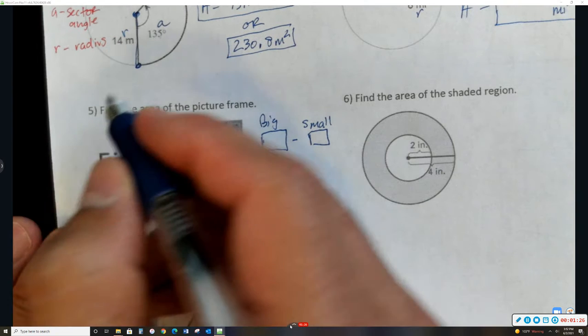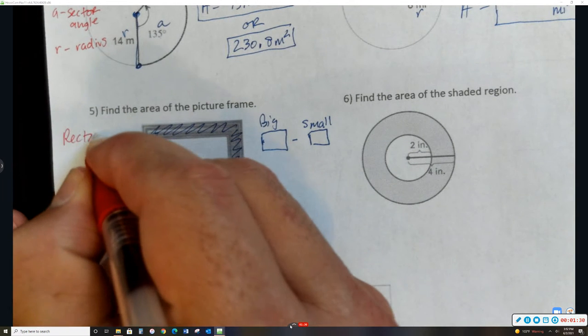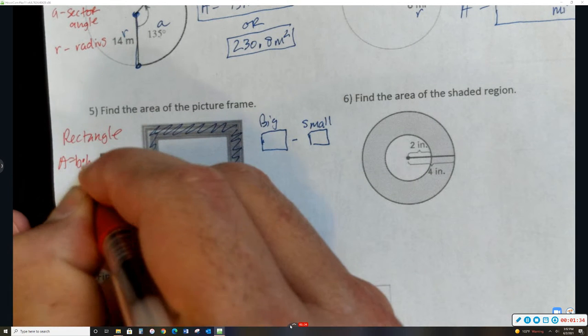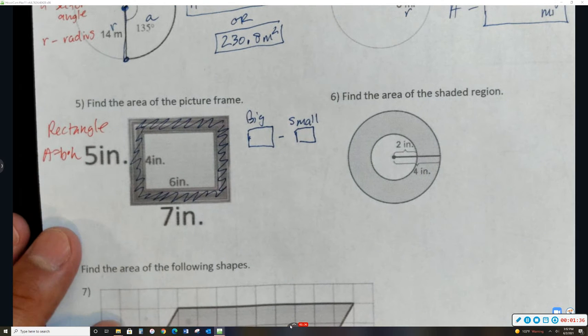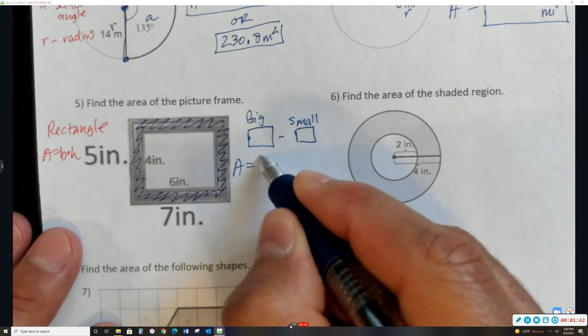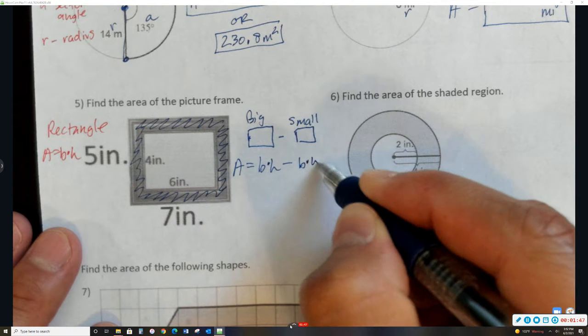And then the area for a rectangle, that's easy. Let me write rectangle, and then the area is just base times height. Okay, so it's just base times height. So the area is going to be the big rectangle, which is base times height, minus the small rectangle, which is base times height.